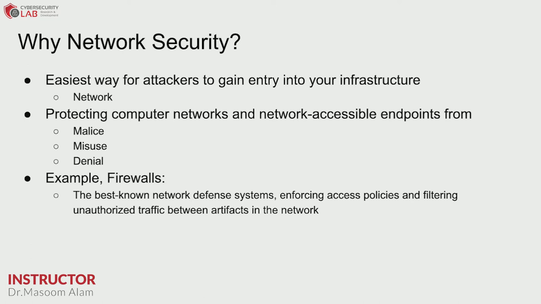So why network security? The easiest way for an attacker to gain access into the infrastructure is the network. And we need to protect computer networks and network-accessible endpoints from malice, from misuse, and from denial. A perfect example of a network security control is the firewall, which is the best known network defense system, enforcing access control policies and filtering unauthorized traffic between artifacts in the network.